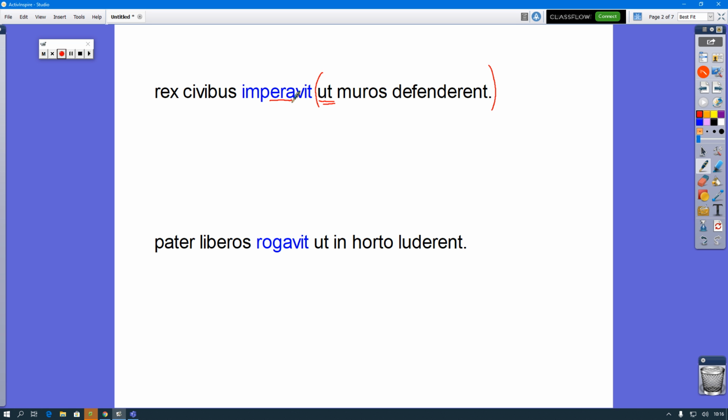Impero means I order. It's the same stem that we get imperator, a general, from. It's also one of those verbs in Latin that rather than taking an object, takes a dative case after it. So my indirect command here, the king ordered the citizens, what was the command? To defend the walls. I have an nt ending on defenderant because my citizens are of course plural, so they defend.